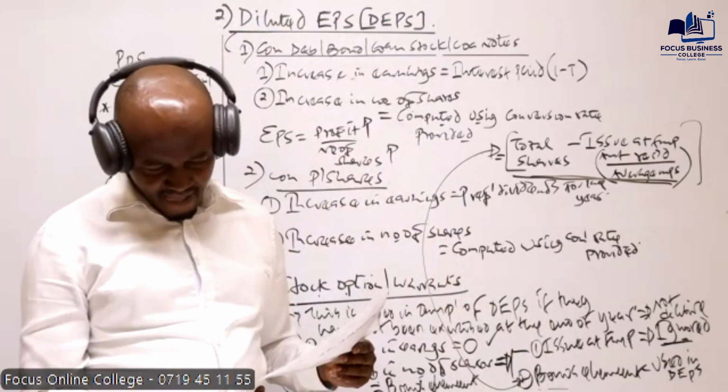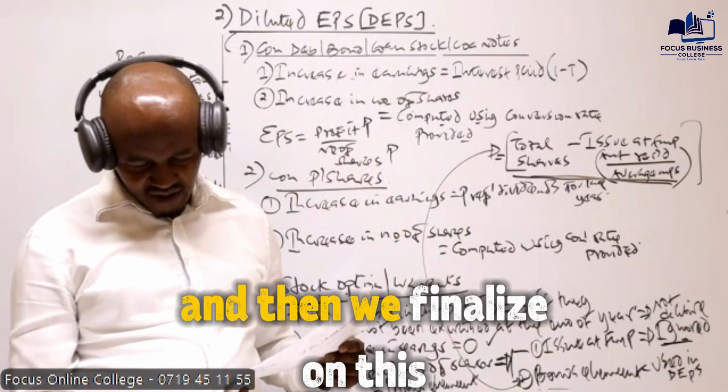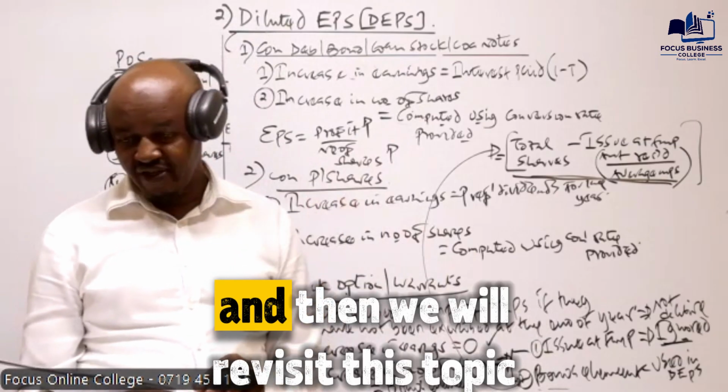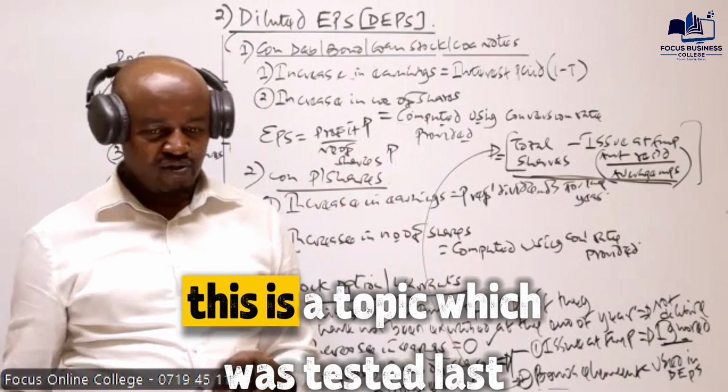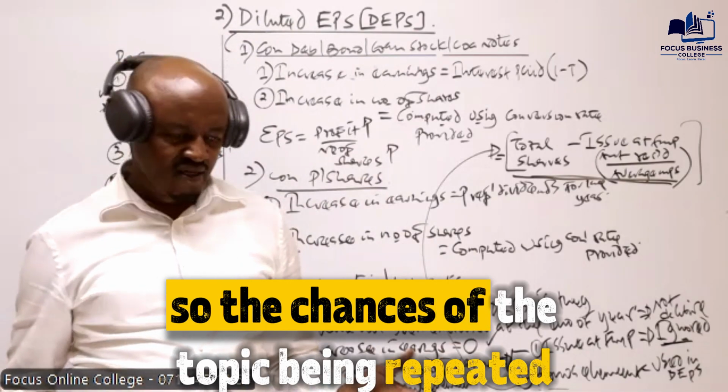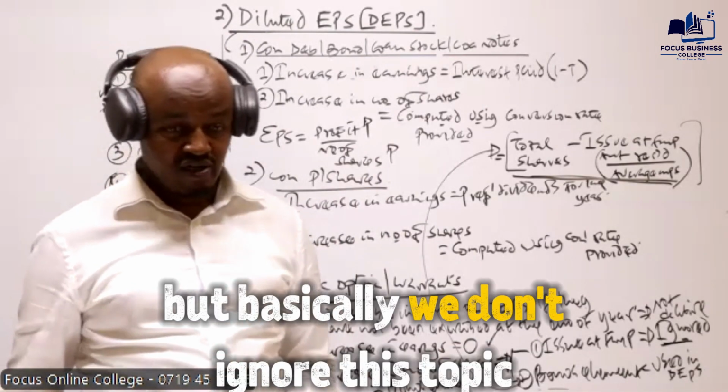I want us to do a question and then we finalize on this. So maybe we'll just do one question and then we will revisit this topic. This is a topic which was tested last sitting, so the chances of the topic being repeated are slim, but basically we don't ignore this topic.